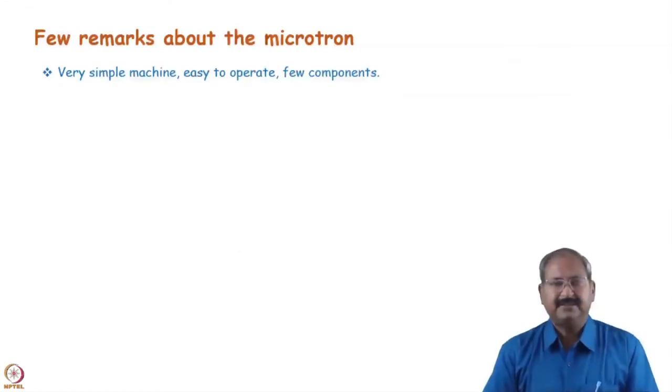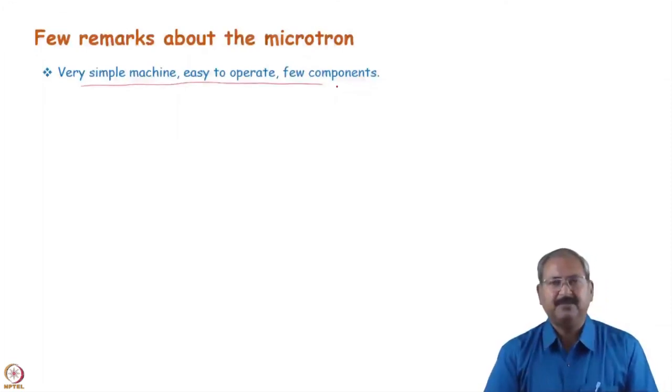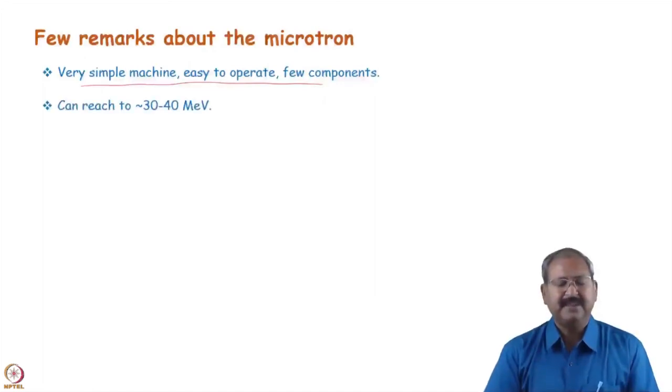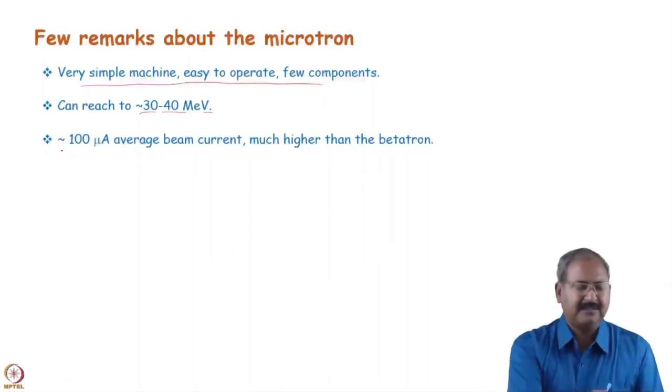Now a few remarks about this Microtron. This is a very simple machine. You can see that very few components have to be operated. One is the RF cavity, the other is the magnet, and there are practically certain coils for correcting the orbits. It can reach up to 30-40 MeV in the case of the classical Microtron. Why am I using the word classical Microtron? You will see that there is another configuration known as the racetrack Microtron. We will see later what that is.